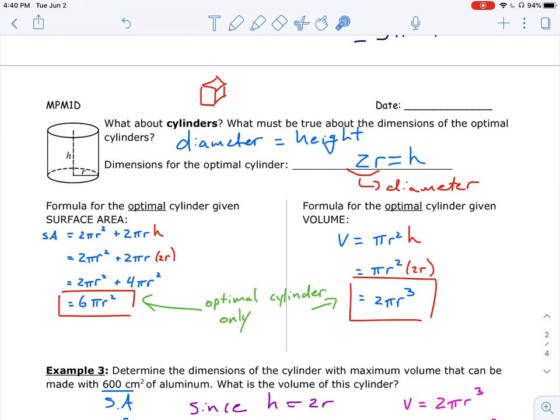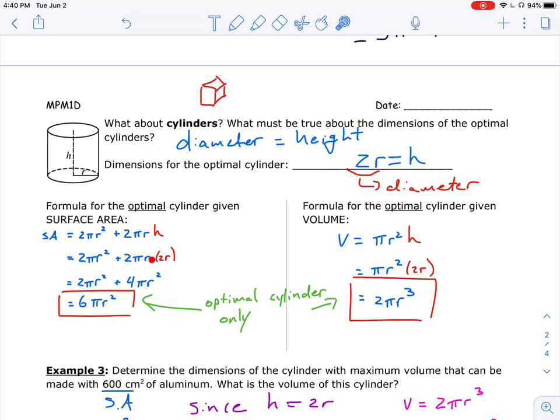And then I'm adding 2 pi r times height. So I know that my h can be substituted with 2r. So I have 2 pi r squared plus 2 pi r multiplied by 2r. As I keep going, 2 pi r squared plus 4 pi r squared, right?